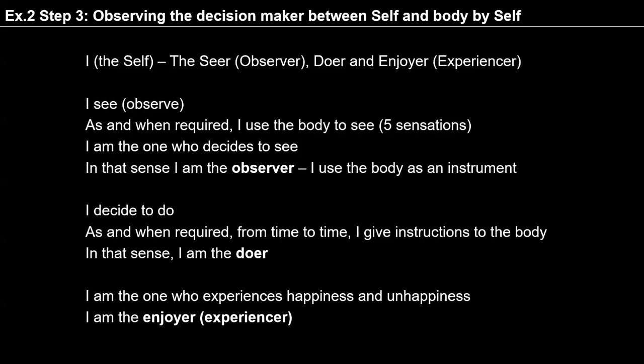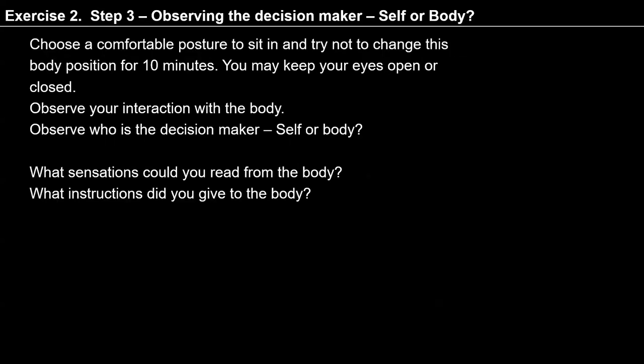While observing, I decide to give some instruction to the body. In that sense, I am doer also. And once I decide, I experience happiness and unhappiness of my decisions. In that sense, I am the enjoyer. So I am observer, doer, and enjoyer. And I am using this body as an instrument only.